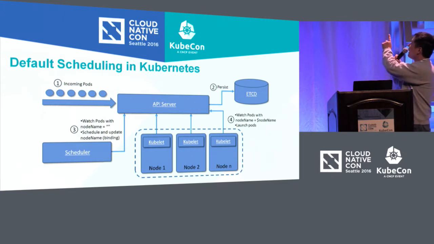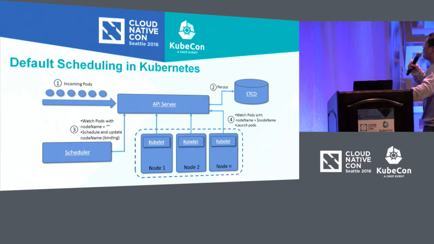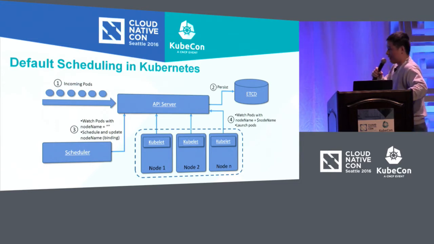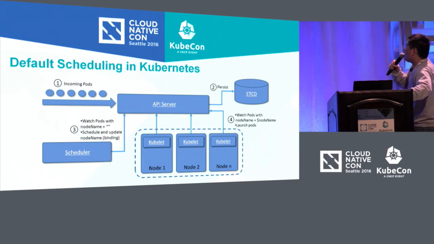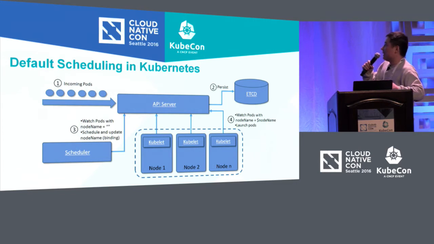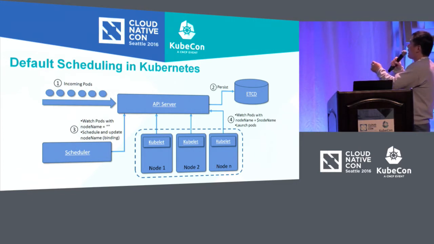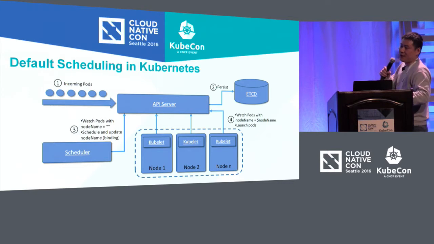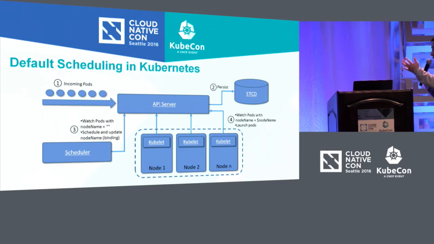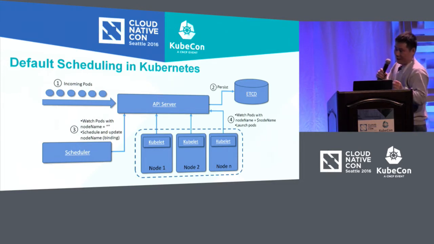And then in the last step, step 4, all the Kubernetes agents are also watching all the pods, but they are watching with a different filtering condition. Their condition is node name equal to the name of its own node. So when the node name field is updated in step 3, this pod will be picked up automatically by the Kubernetes agent in step 4. And then the Kubernetes agent will pull the container images and launch the pods. This is an end-to-end process of pod scheduling.